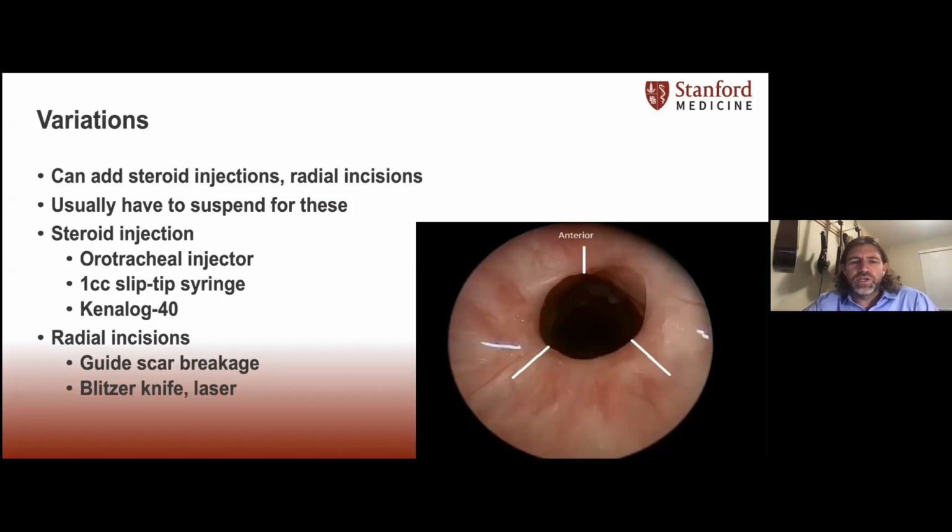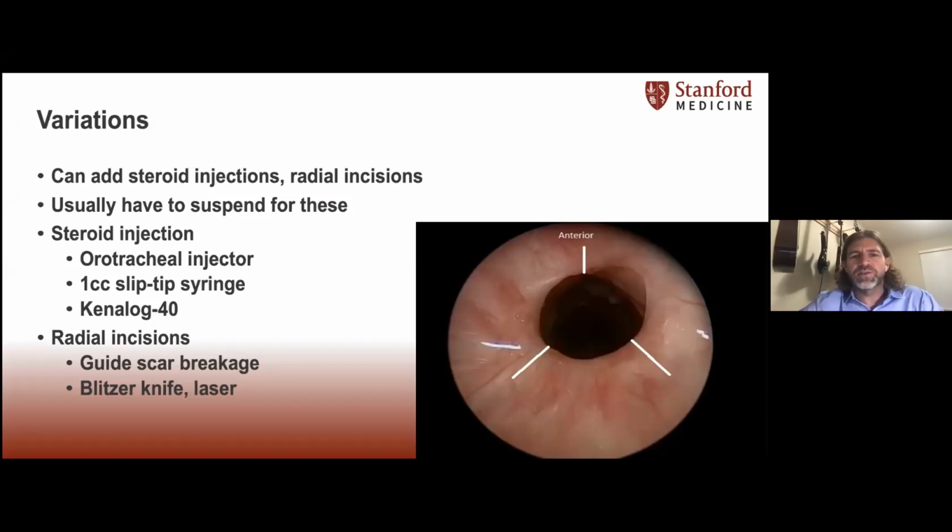We use Kenalog 40 as a steroid. That is something that's been around for a long, long time. It's usually available in most places where I have to use it. And it's, I think, effective. It does form a little bit of a depot. So if you inject Kenalog, a lot of times you'll come back several months later and you'll see where the Kenalog was injected. So you don't want to over-inject.